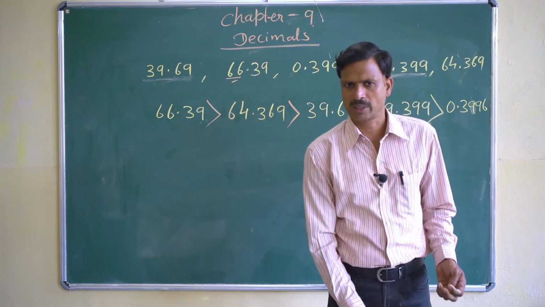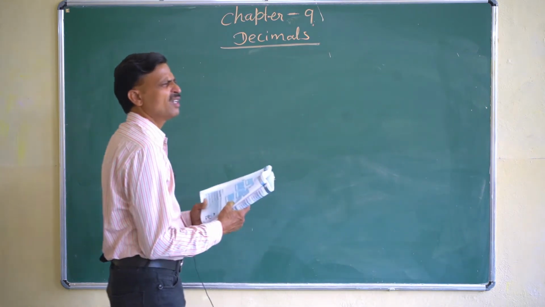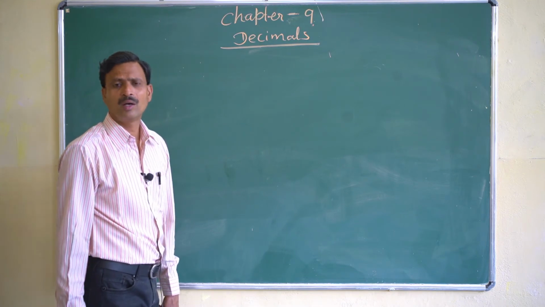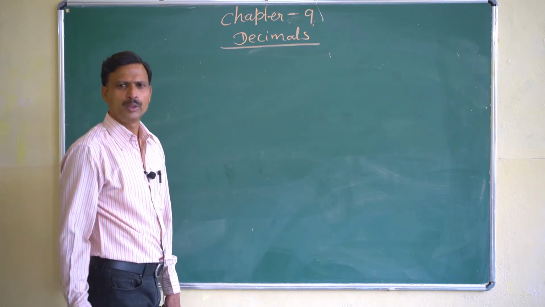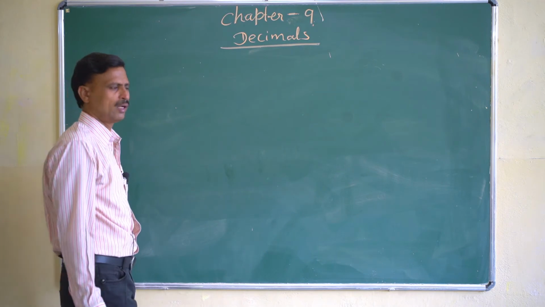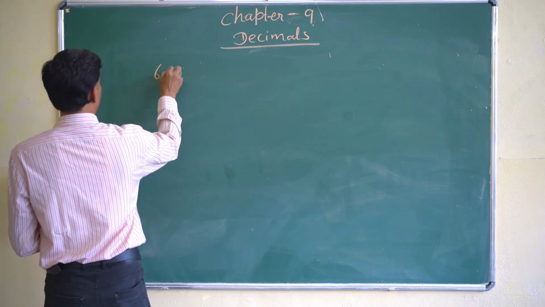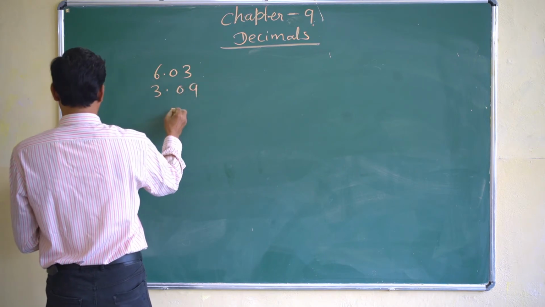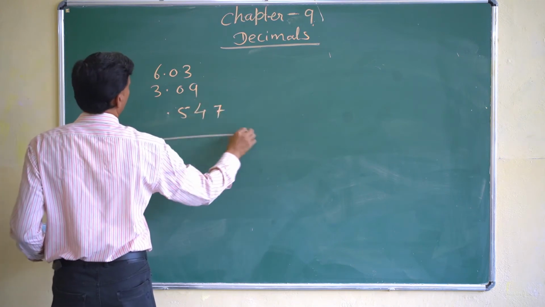Now I am taking a different type of question. I'm telling you one question on how we can add. This addition is as simple as the addition we do of natural numbers, whole numbers, and integers. The same thing here, the addition of decimal numbers. It's not different, you know it. But I'll tell you how to solve one or two questions. Suppose the question is: add 6.03, 3.09, and the number point, meaning decimal, 547. We have to add these numbers.